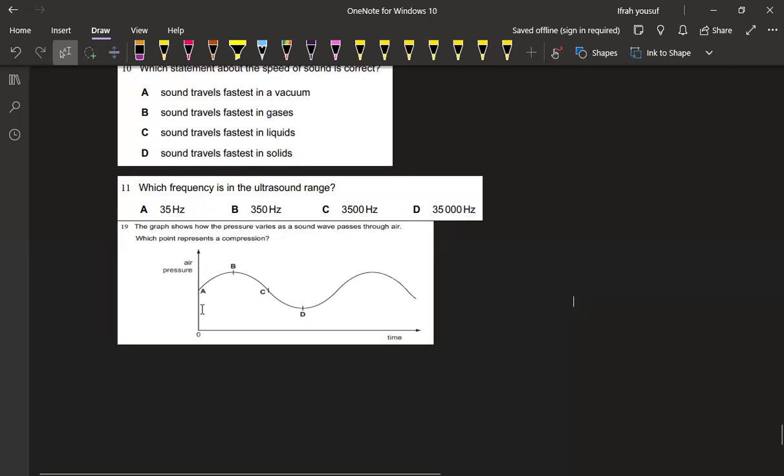So you can see the labelings of the graph. Air pressure is on the y-axis and time is on the x-axis. So at what point the air pressure is greater, that will be the compression. Clear? So which point should it be? B. Okay.